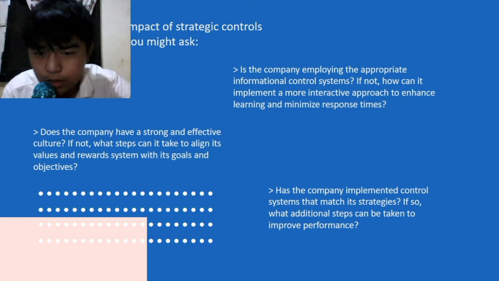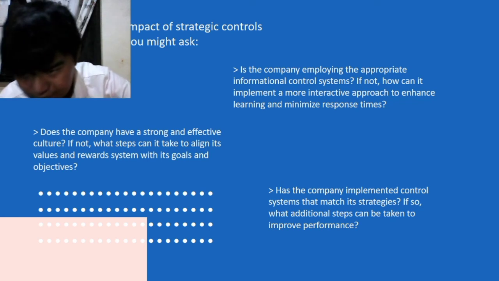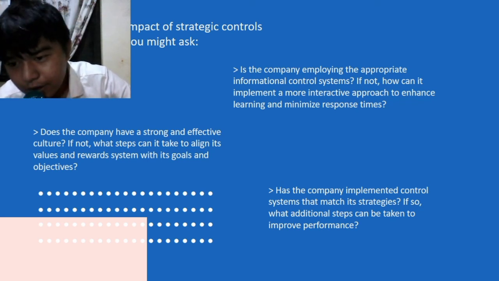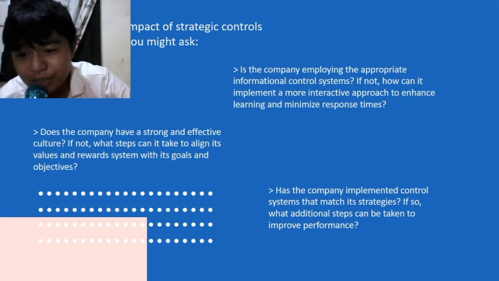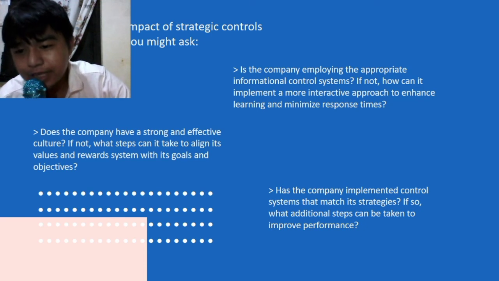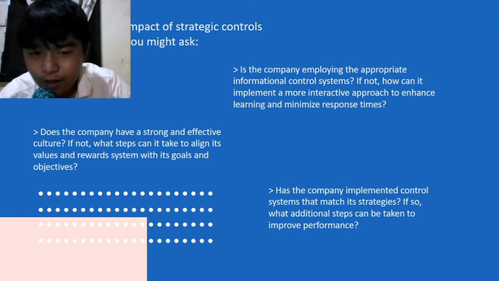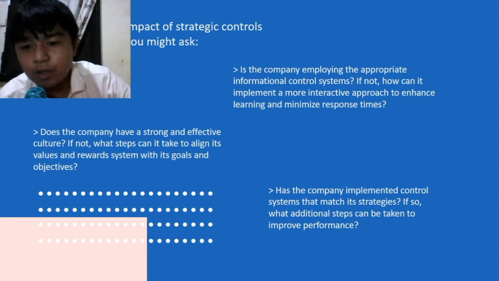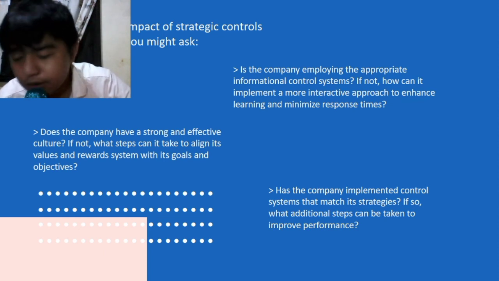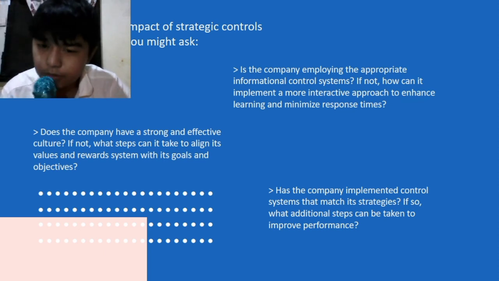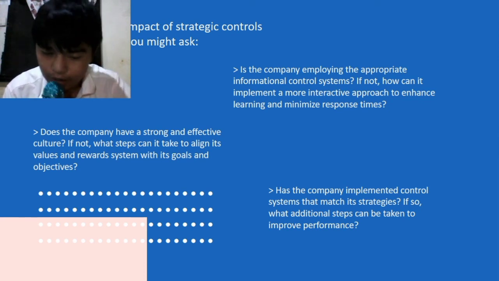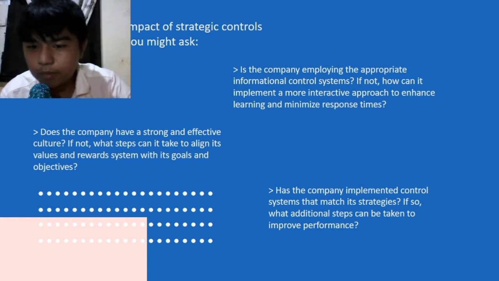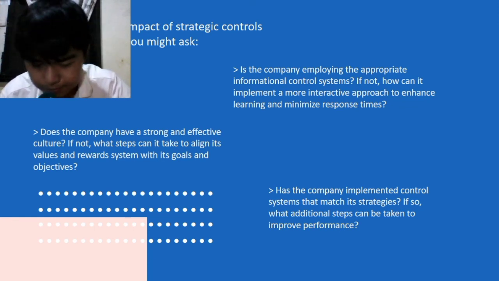Has the company implemented control systems that match its strategies? The control system can actually not match the strategy, both the informational and the behavioral. So there should be a bit of complement, a synergy between the two. If so, what additional steps can be taken to improve performance? So how do we improve that so-called complement? How does this control system complement the strategy? How can we improve it? One of the considerations.